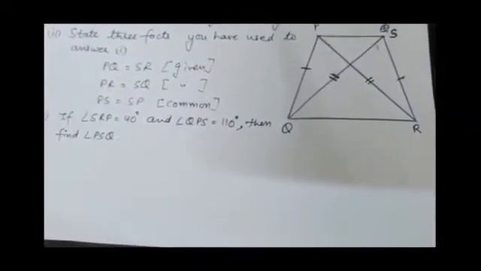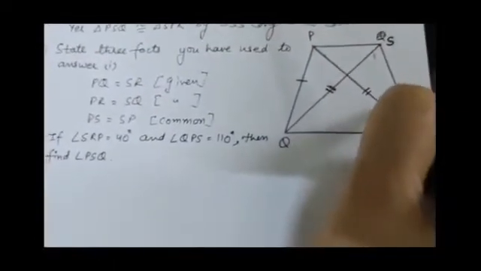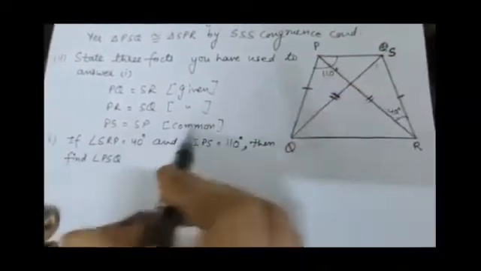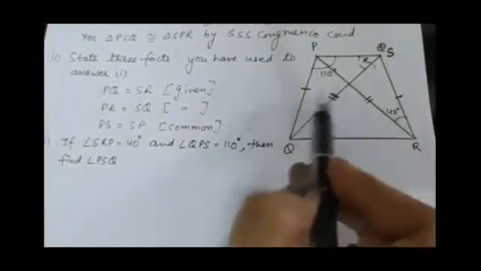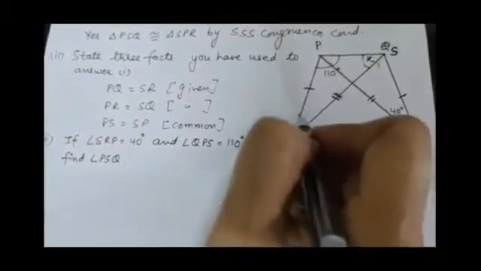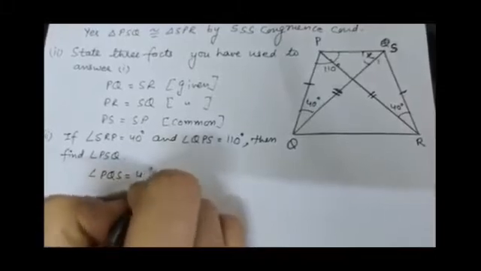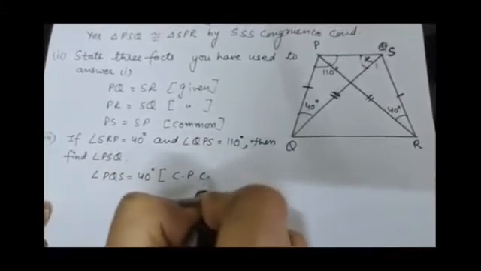Now if these two triangles are congruent, we know that each corresponding angle and side are equal. If angle SRP, this angle is 40 degrees, and this angle QPS, this complete angle is 110 degrees, we have to find angle PSQ. We need to find this angle, let this angle be X. Otherwise you can name it as angle PSQ as well, as it's your wish. Now these two triangles are congruent. If this angle is 40 degrees, this angle is also 40 degrees. We can say that angle PQS is equal to 40 degrees by CPCT, because we have proved that the two triangles are congruent.